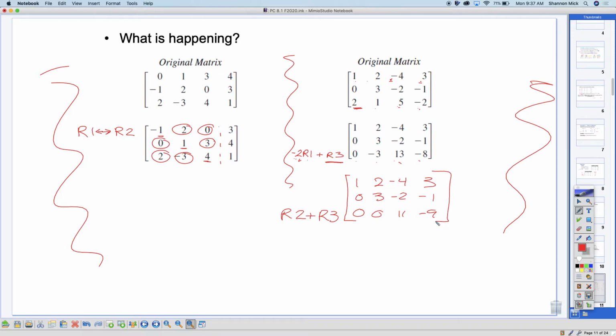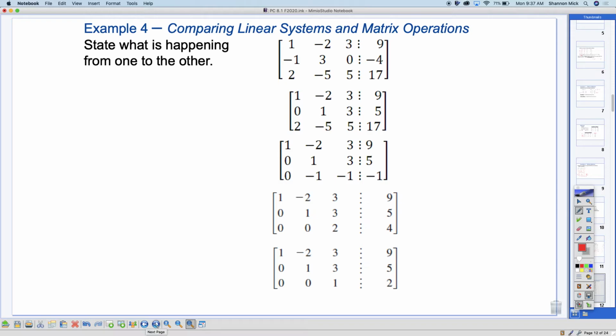Okay. What is happening from one to the other? So this is a system of equations. Okay? So this is the whole process. Actually, this is half the process. When we get down here, we'll start going back up and make these zeros. But this is the first part of this. Okay, so here's our original.